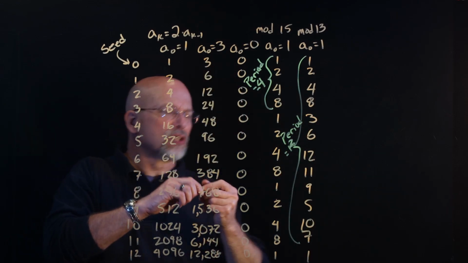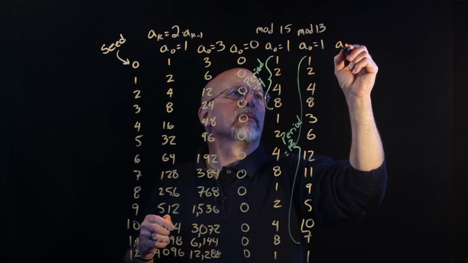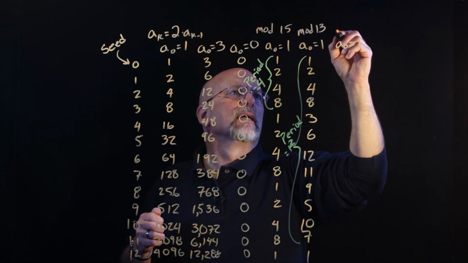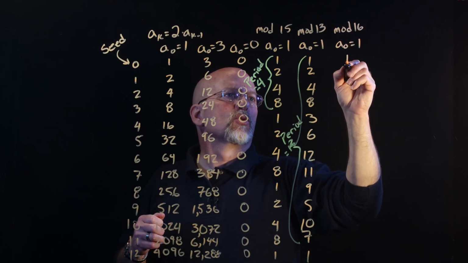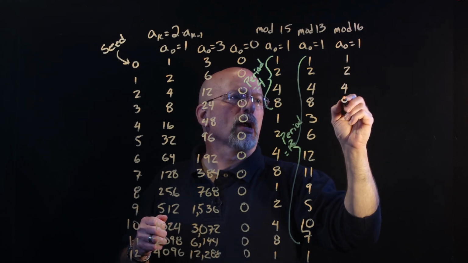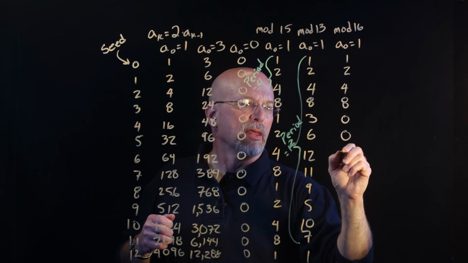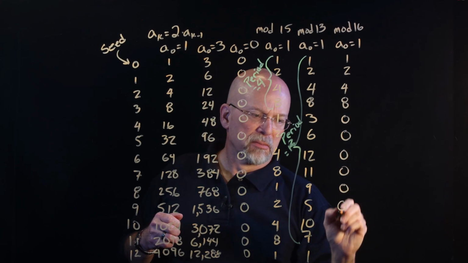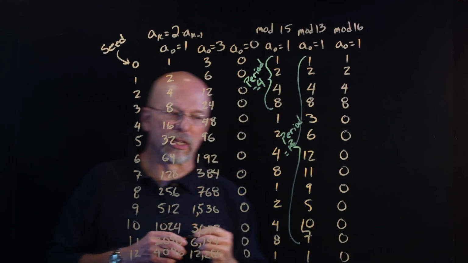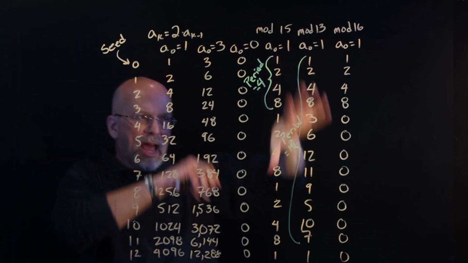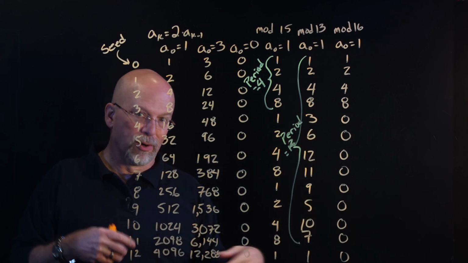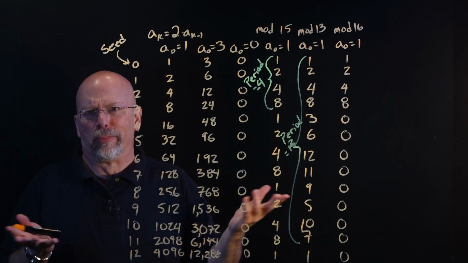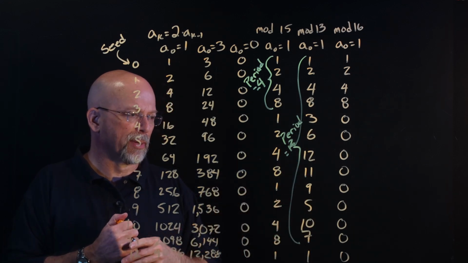Let's do this one more time. Let's do same seed, except this time we're going to do mod 16. And what we get is 1, 2, 4, 8, 0. And then once it gets to 0, 2 times 0 is going to stay 0. And so we don't have a cyclic sequence here. And in fact, once you hit 0, really our period is what? 1? No, not really a period.